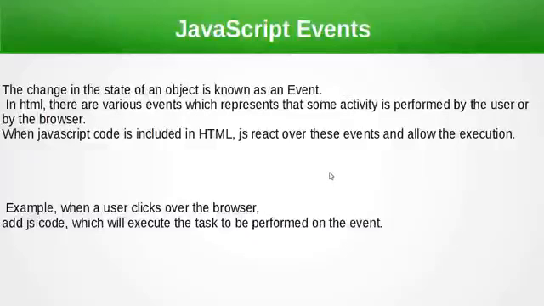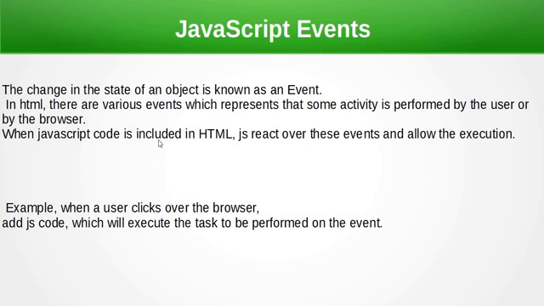So let us see how we can define the event. Events are actions or occurrences that happen in the system. That is, a change in the state of an object is known as an event. And in HTML there are various events which represent some activity performed by the user, or it may be by the browser.